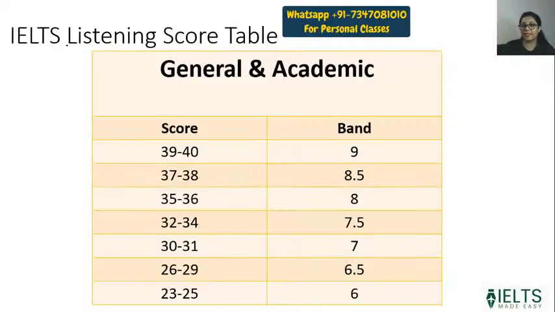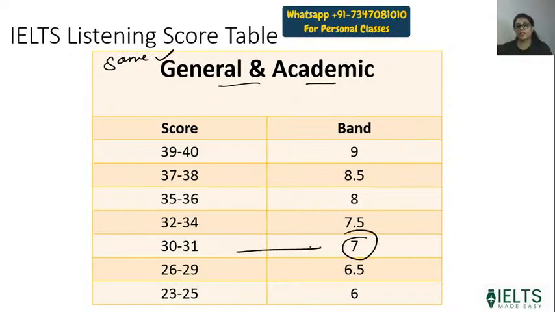So we have listening today. This is the listening score table, which is the same for General and Academic. So that's the score table. If you want to get band 7 in listening, your 30 and 31 must be correct. So just go through this score table.